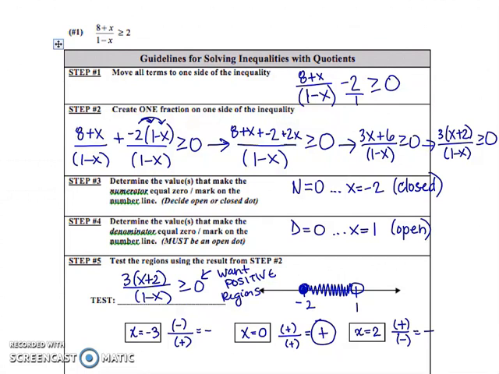Okay, so then my answer, if I wrote it in interval form, would include negative 2, so it's going to be a closed bracket, negative 2, comma, positive 1 with a round bracket on the 1. Okay, and again, my graph is right there.